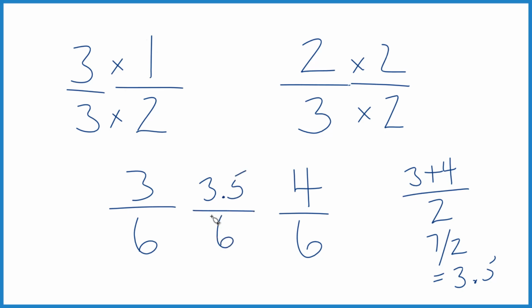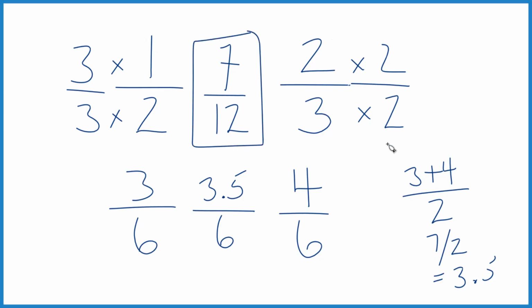3.5/6. I don't really like to have this decimal here, so let's just double it. 2 times 3.5 is 7. 6 times 2 is 12. And you end up with the fraction halfway between 1/2 and 2/3. That is 7/12. Same answer you'd get if you added these together and then divided by 2. But this might be a little bit easier to understand.